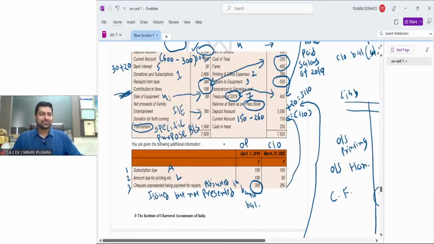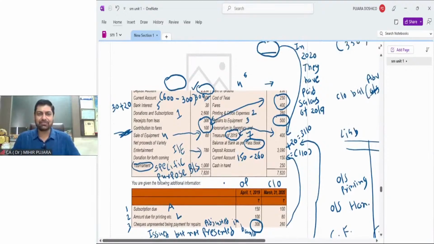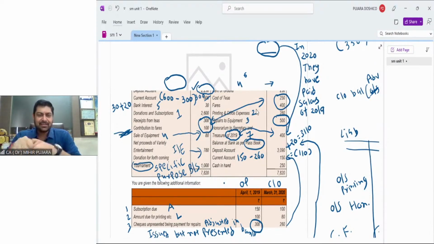Okay, so receipt side is over. Now switch over to the payment side. So on payment side, cost, and the last one, closing.